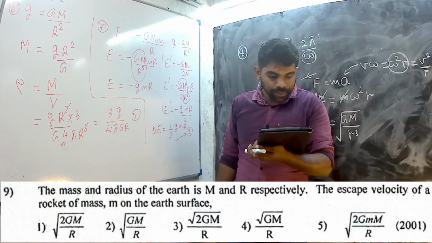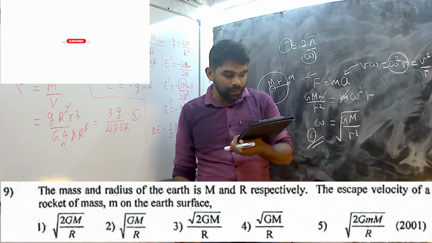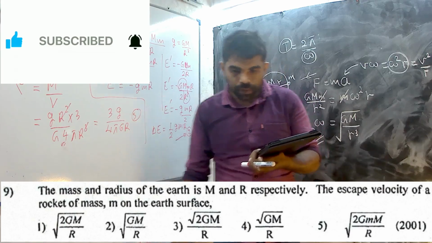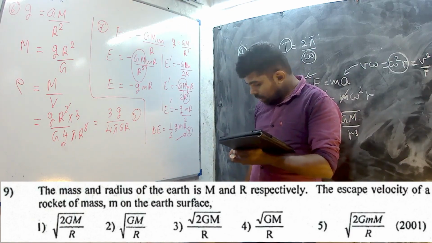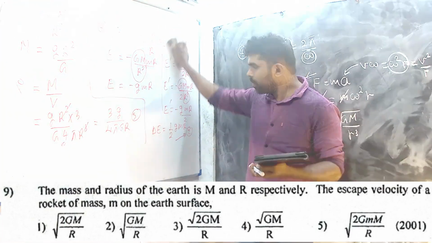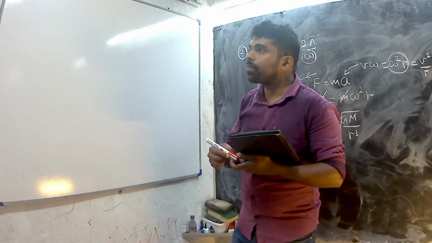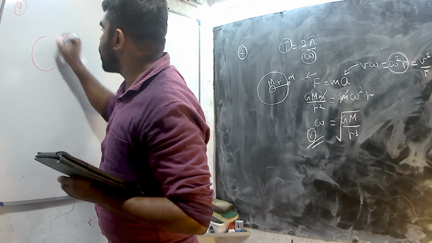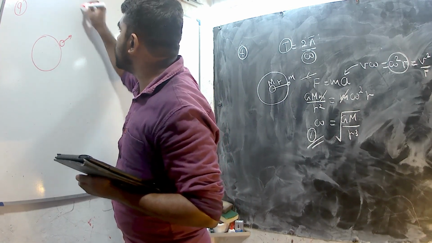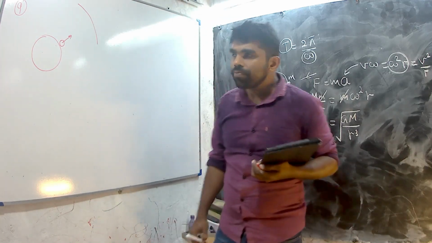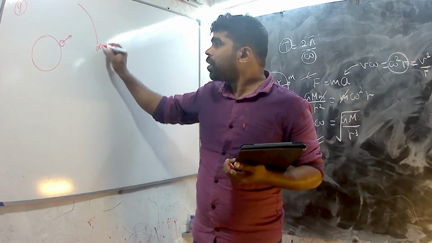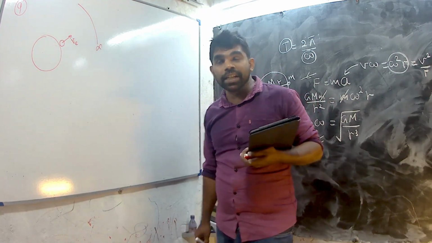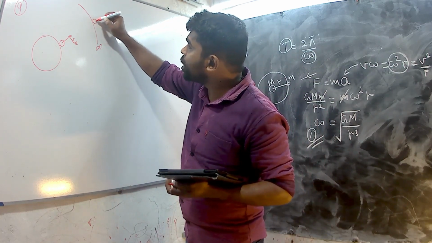Then question number 9. The mass and radius of Earth are M and R respectively. The escape velocity of a rocket of mass m on the Earth's surface is... I will derive an equation for the escape velocity. Escape velocity means the minimum velocity required to escape from Earth's gravitational field. It means if the escape velocity is v, that is the velocity given at the surface, and the velocity at infinity should be 0.